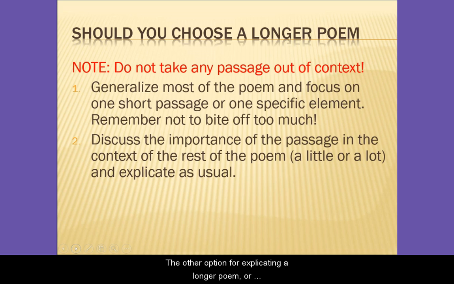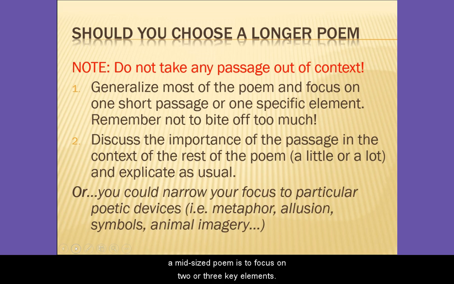The other option for explicating a longer poem or a mid-sized poem is to focus on 2 or 3 key elements. This will allow you to cast your laser-like focus on only a couple aspects of the poem: allusions, or symbols, or diction, or a certain type of imagery, and so on. Note: you want to qualify terms like diction and imagery. All poets use these things. What type of diction? Simple diction, informal diction, slang, and what kind of imagery? Birthing imagery, war imagery, food imagery, nature imagery. There are so many questions you should be asking right now.